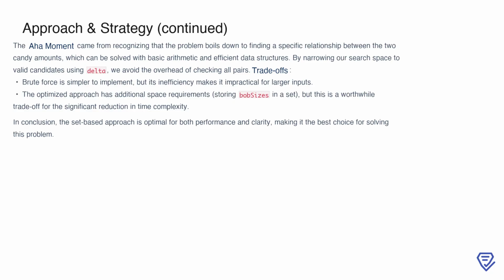While the brute force method is straightforward to implement, it becomes computationally expensive for large inputs. The set-based approach, on the other hand, is highly efficient, though it does require additional space to store Bob's candies. This trade-off is worthwhile, as the significant reduction in time complexity makes this approach optimal. By combining basic arithmetic with efficient data structures, the set-based method provides both clarity and scalability, making it the best choice for solving this problem.